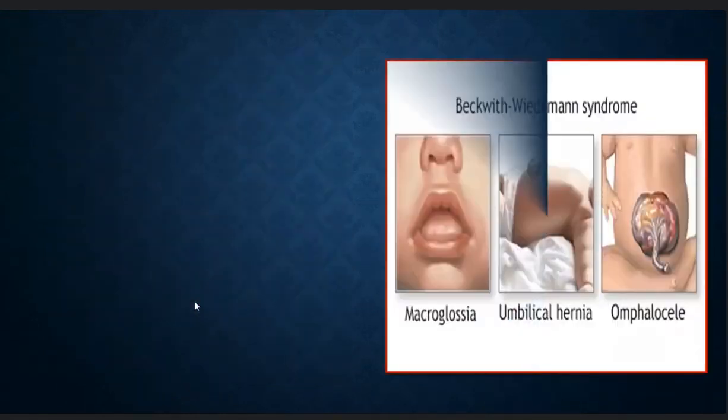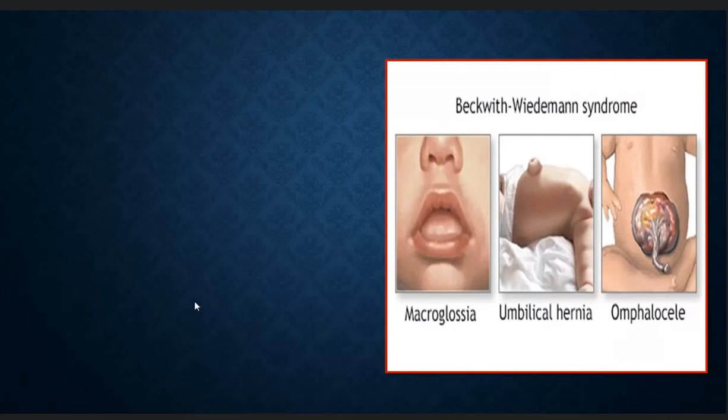So we are talking about a syndrome called Beckwith-Wiedemann syndrome, and it has a lot of abnormalities, dysmorphic features, and congenital abnormalities, but the classic triad for it is macroglossia, umbilical hernia, and omphalocele.